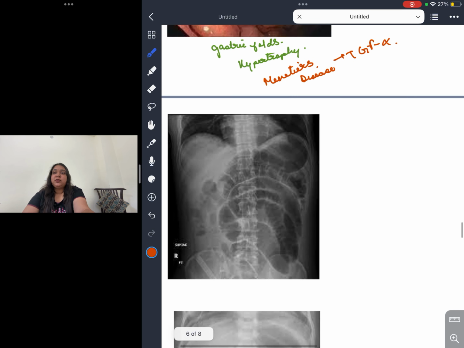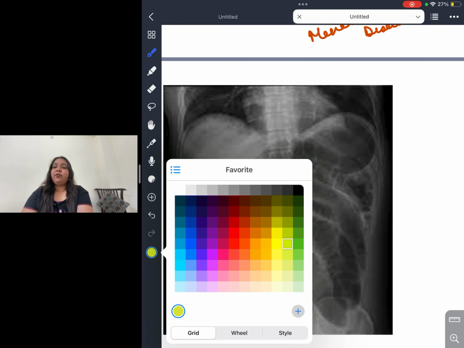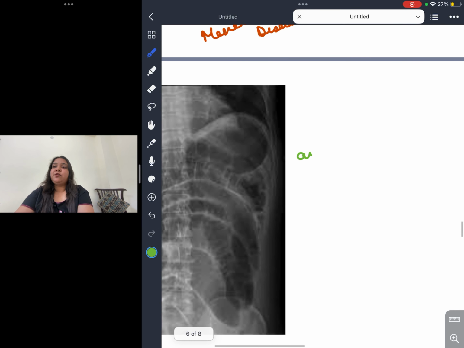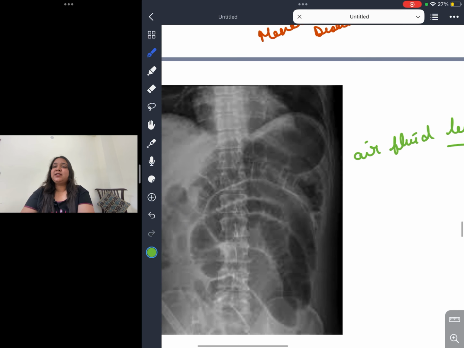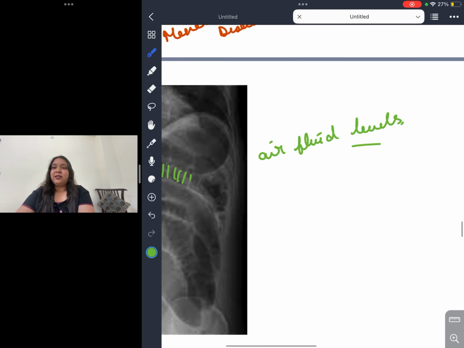Now we have one more thing over here. You can identify that these are nothing but your intestine, and here you can see some obstruction in your intestine. You can see air fluid levels over here. You can find air fluid levels. And one more thing that you can notice is that you can see some lines here. So these are your haustra. So haustra are present, and you can see air fluid levels.